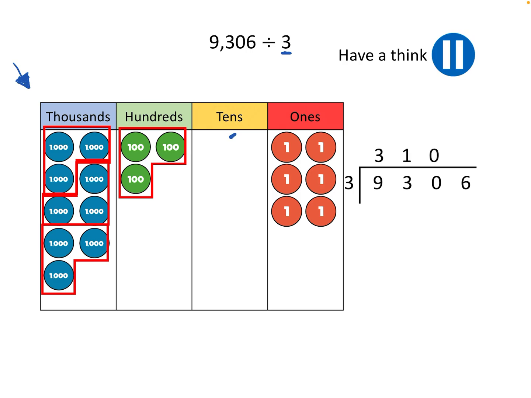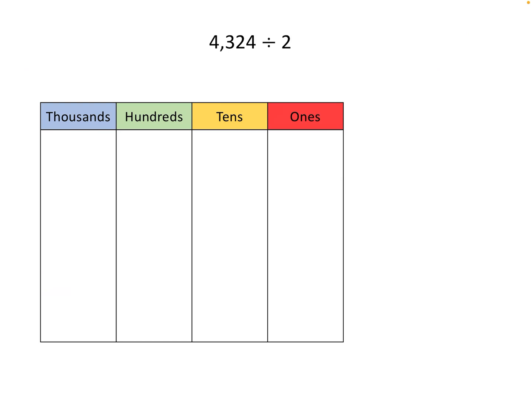We know we've got nothing in this column, so we can just put a 0 over here. And in our ones we have 6. I know that's 3 times 2 equals 6. So I've got my 2 here. Well done if you got that.